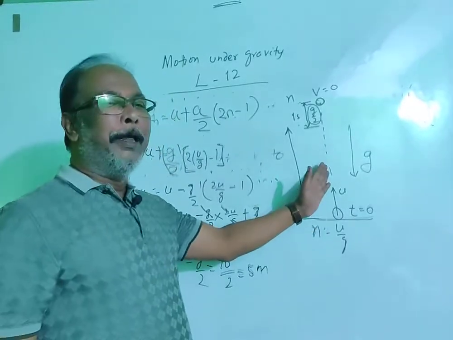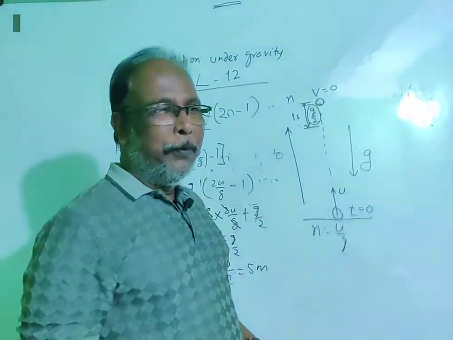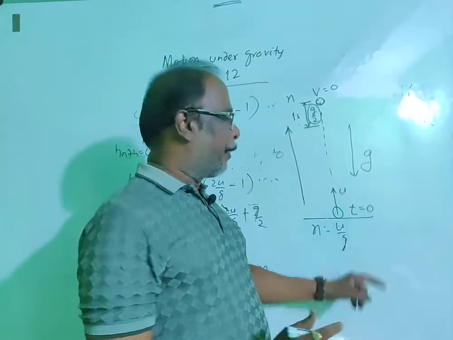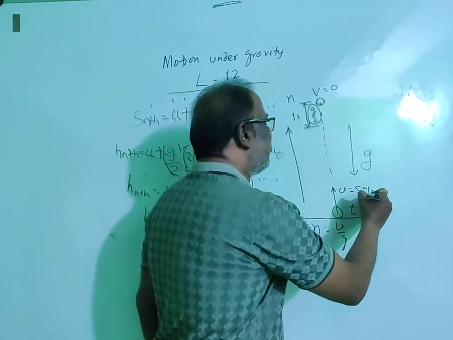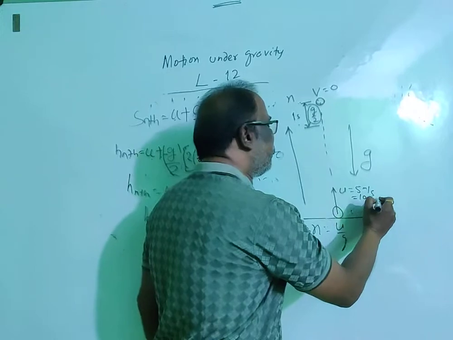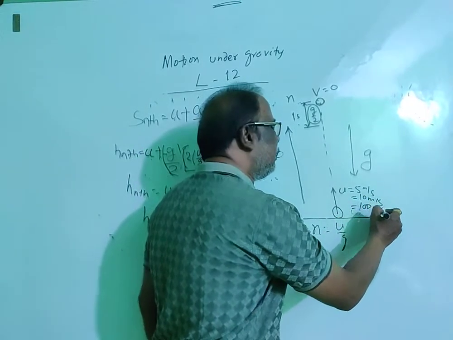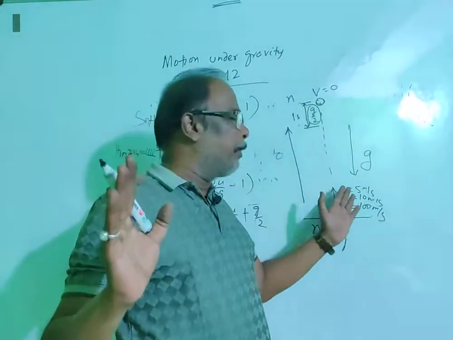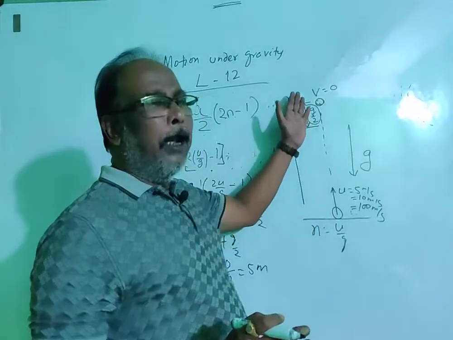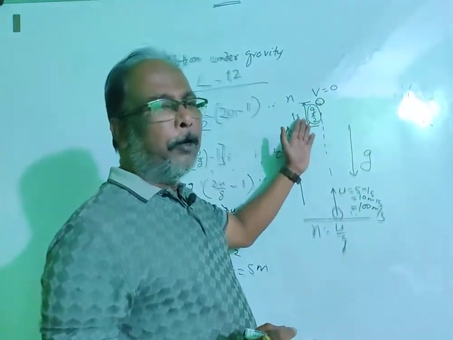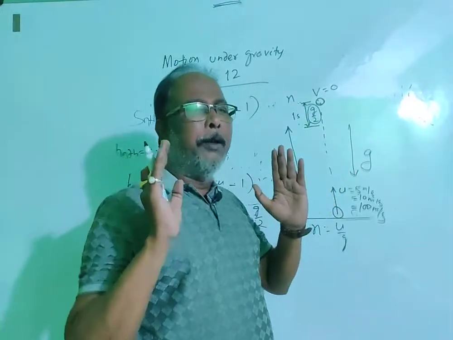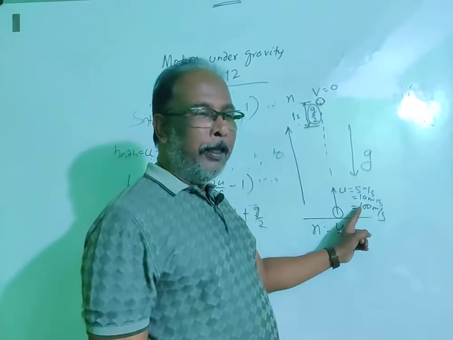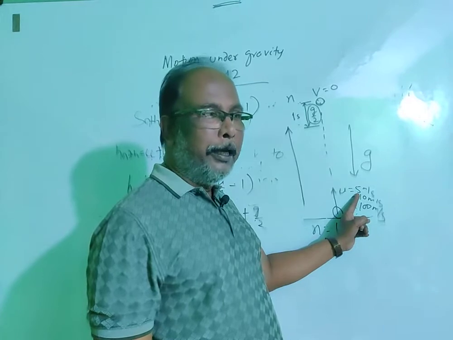The body is thrown with velocity u. Then my question to you: will the answer change if the value of u changes? No, sir. You may take u equal to 5 meter per second, 10 meter per second, or 100 meter per second. Whatever may be the value of u, the distance travelled by the body in the last second of its motion during time of ascent is independent of the initial velocity of the body.